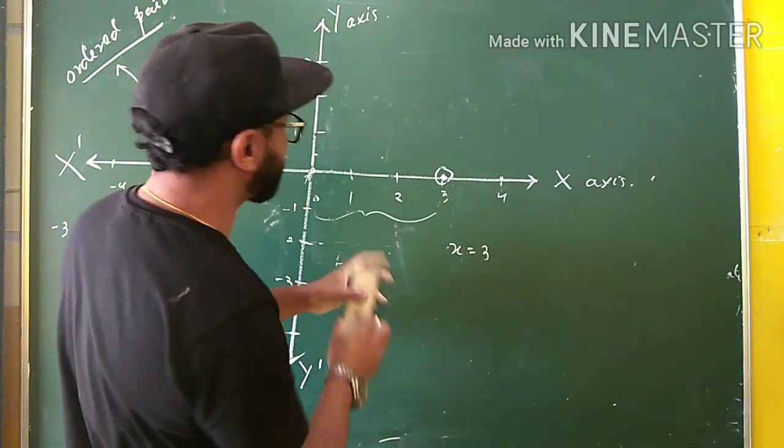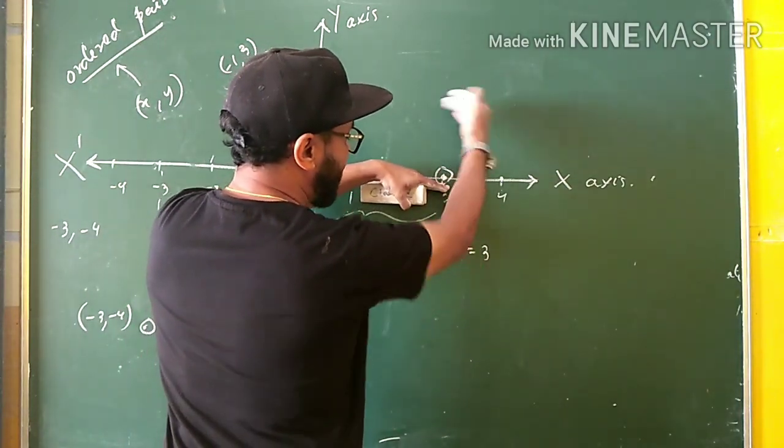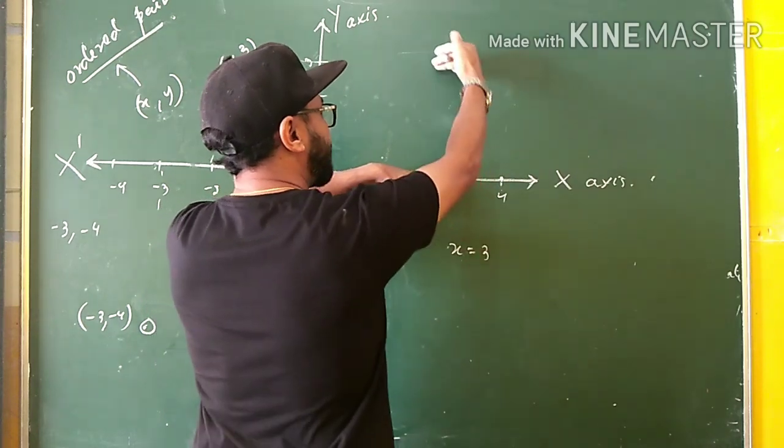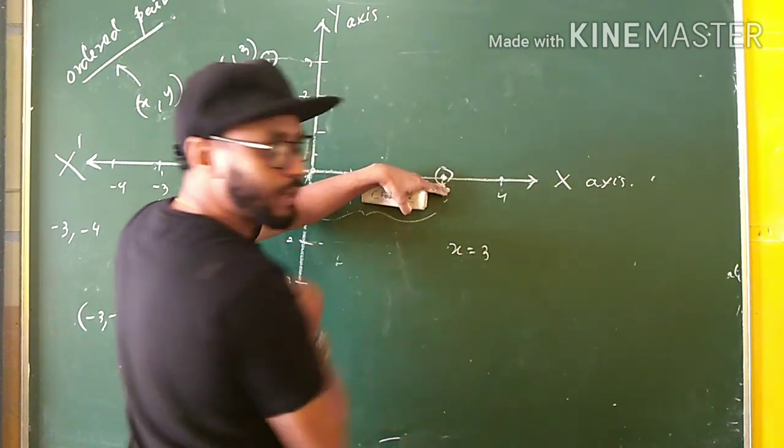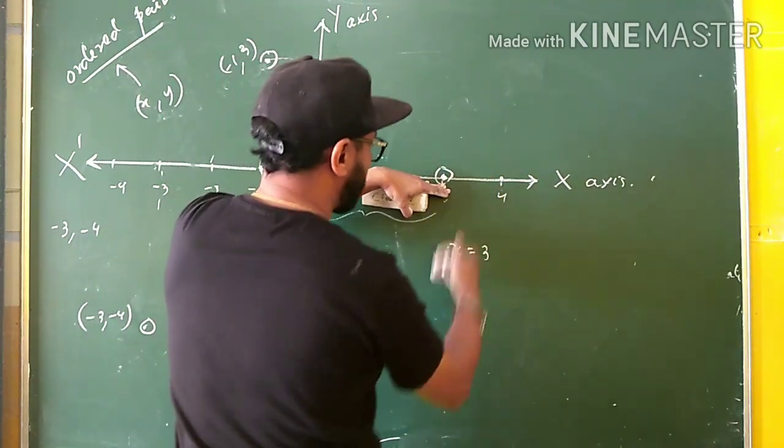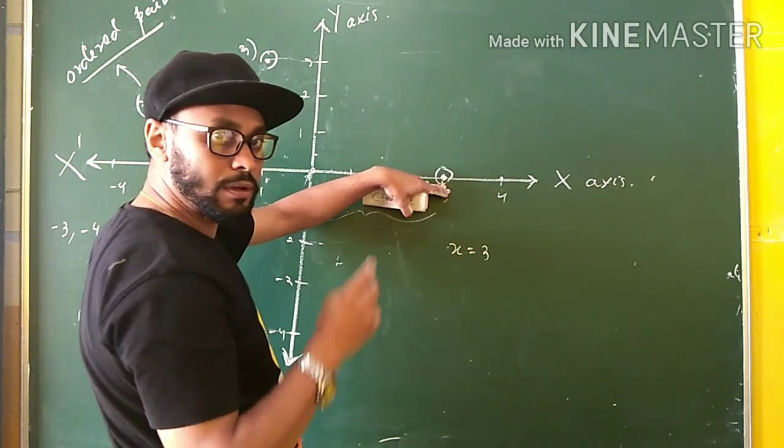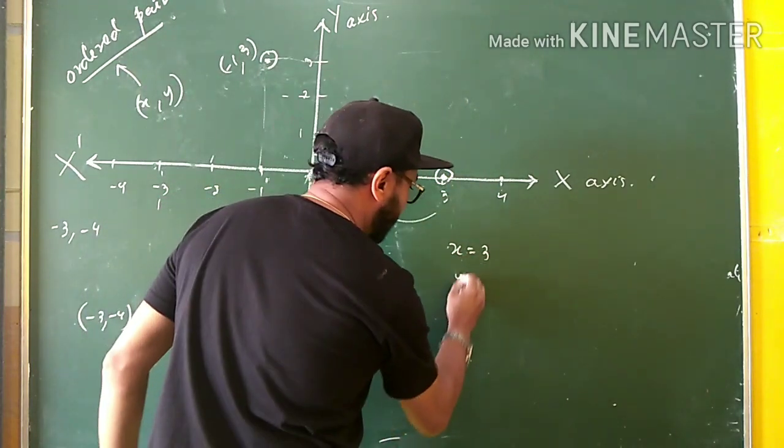We don't have y. Yes or no? Now to find the value of y, it either has to be above the x-axis or down the x-axis. But here we cannot locate y. So what is the value of y here? The value of y is 0.